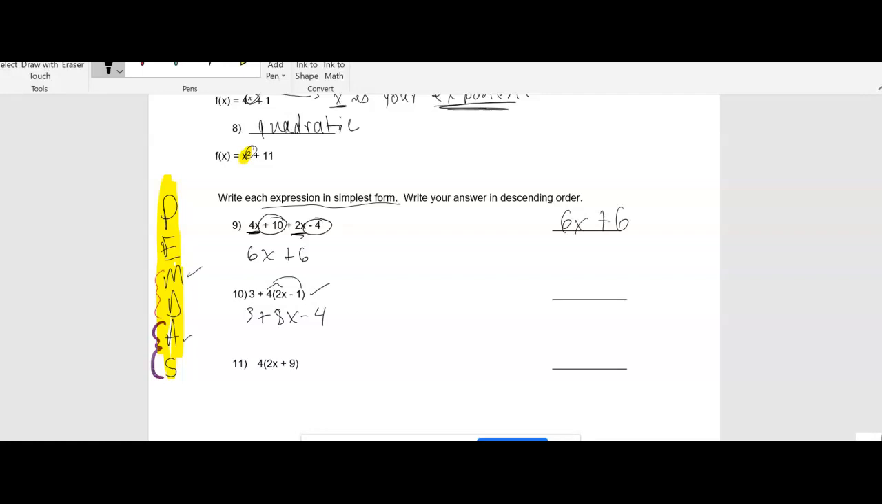Now that you've done the multiplication element of this, now we can go ahead and add them all up, combine our like terms. So you're going to have 8x by itself. And then if we take our common terms of 3 and the -4, add those guys up, should get to be a -1. So we would get 8x minus a 1. All right.